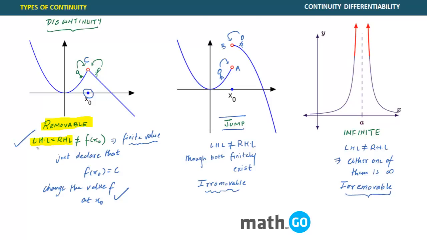That is the removable one; the others are irremovable. For this to happen, LHL should be equal to RHL, and they both should first of all be finite. Then we can make f(0) equal to the value of RHL or LHL to make it continuous. Got it?